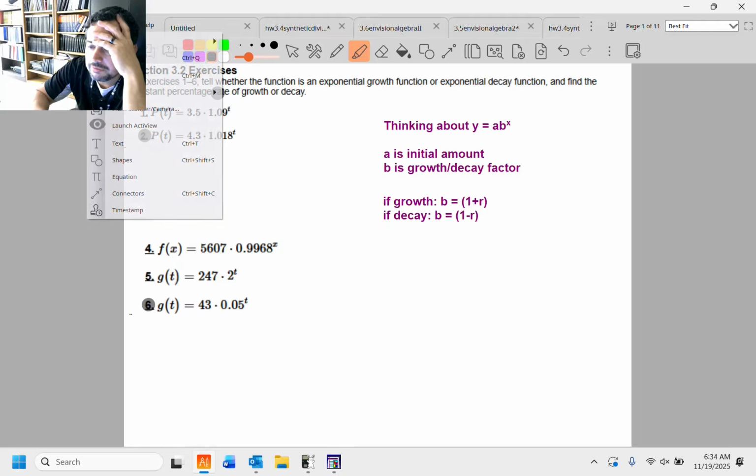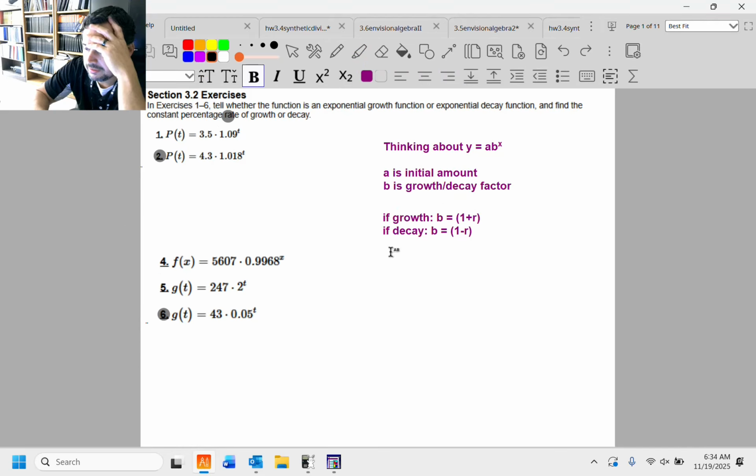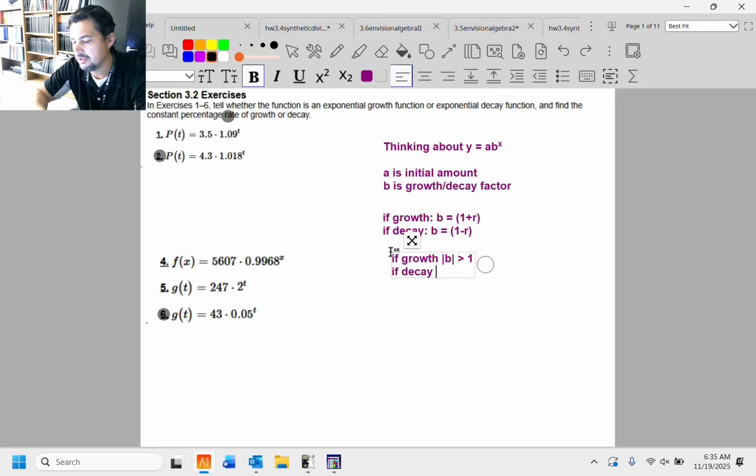Now, first off, we need to know if we're decay or not. If growth, then the absolute value of B is going to be greater than 1. If decay, we talk about B being a number stuck between 0 and 1. It would be a fraction, like a half or 2/3 or something like that, all right?